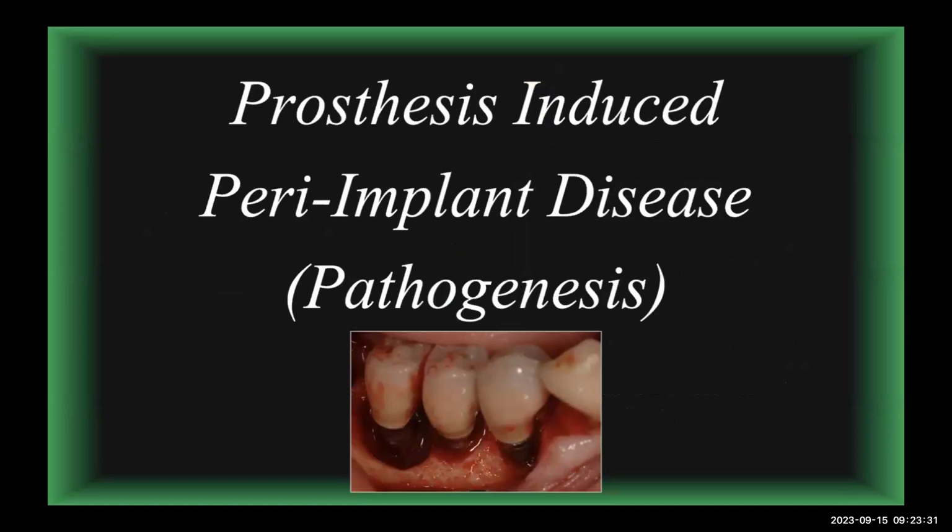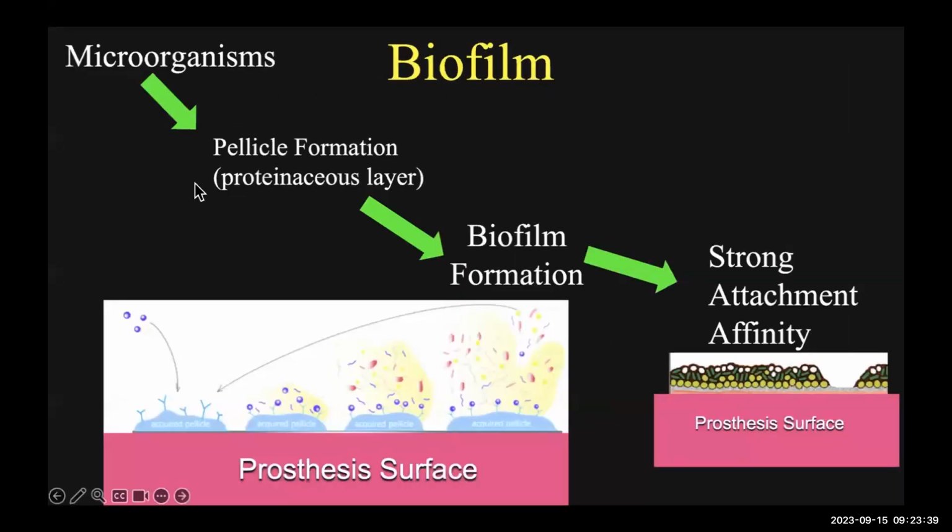So the first topic I'm going to talk about is prosthesis-induced peri-implant disease, the pathogenesis, so you can understand exactly how this works. As you know, our oral cavity is full of microorganisms, and they secrete a pellicle formation, which adheres to the prosthesis surface. Once there's a pellicle formation, if that is not removed, that bacteria colonizes and forms what we call biofilm. The most common biofilm that we know of is plaque.